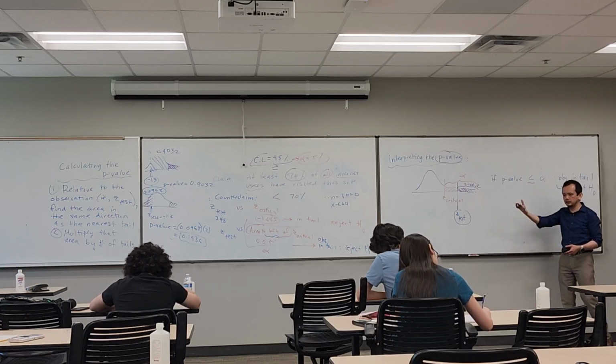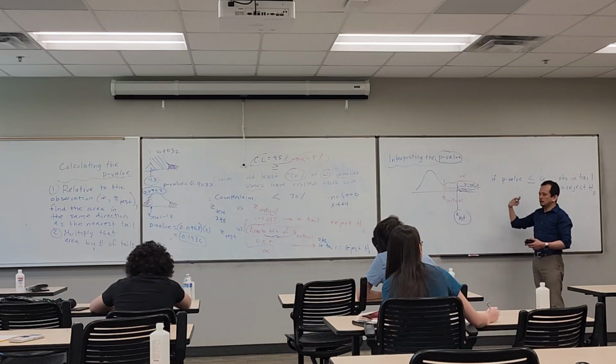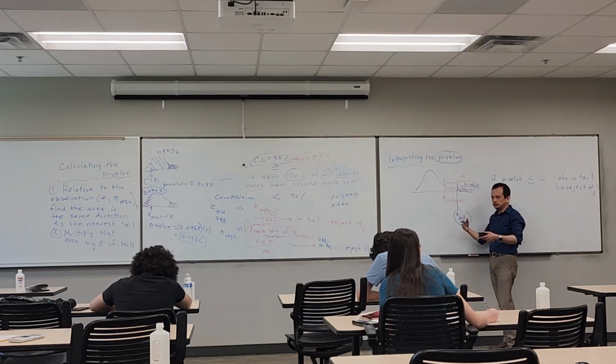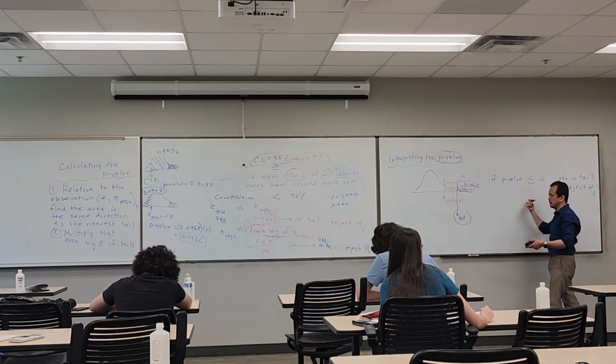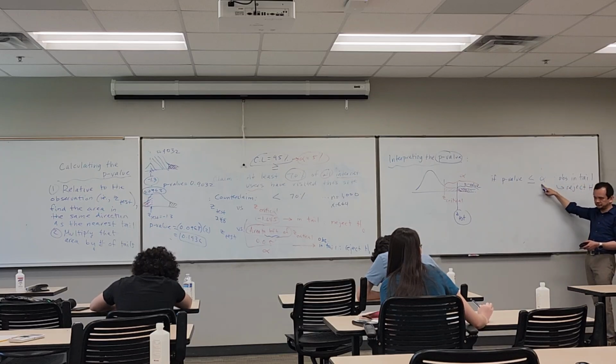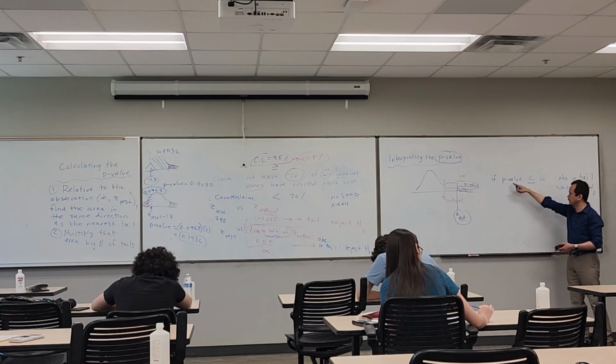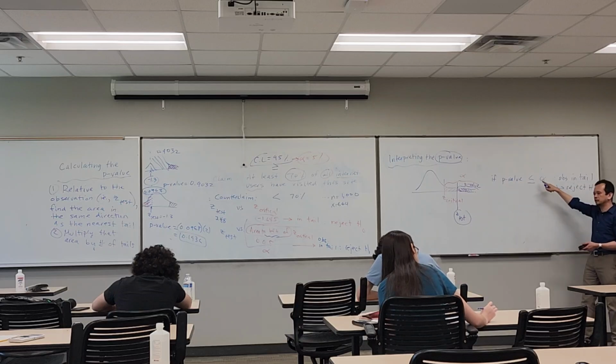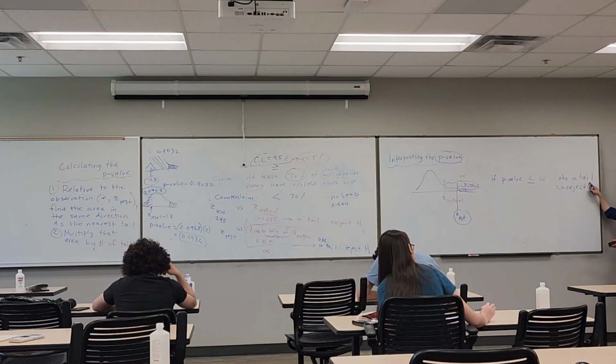So once you've calculated the p-value, we now want to make a conclusion using the p-value of whether the observation's in the body or the tail, and we do that by comparing the p-value to a single number alpha. So we compare the p-value to alpha, and if the p-value is less than alpha, that means the observation's in the tail, and we reject H0.